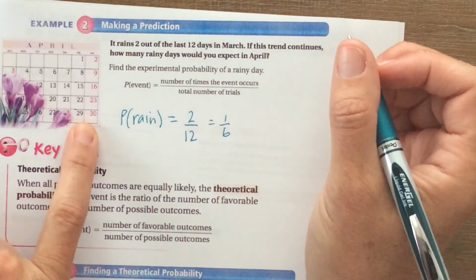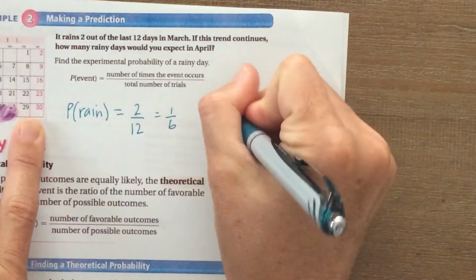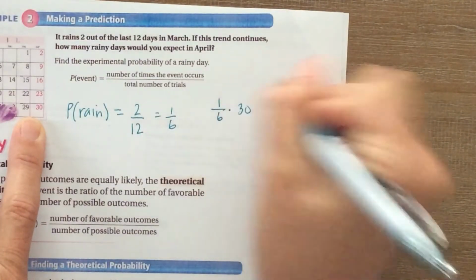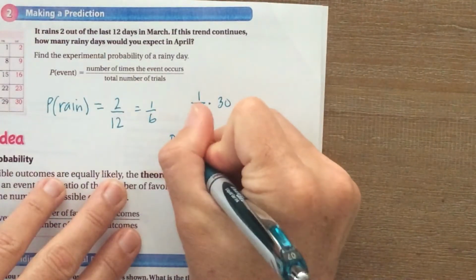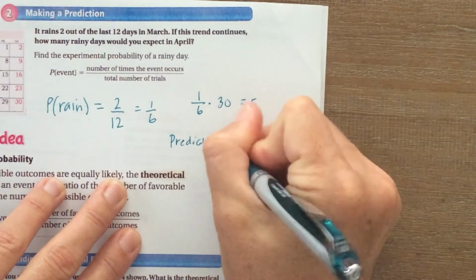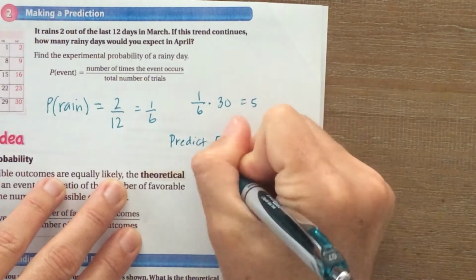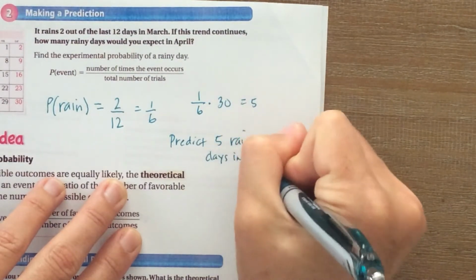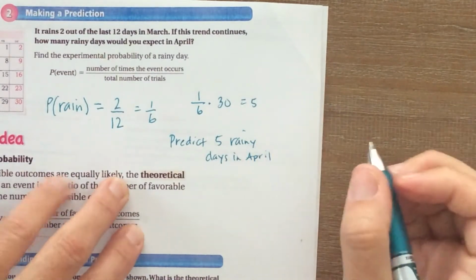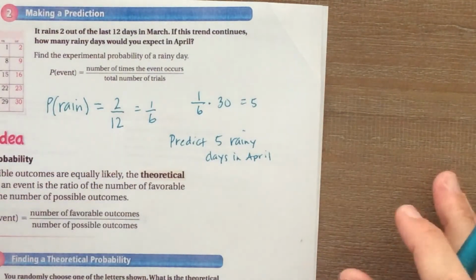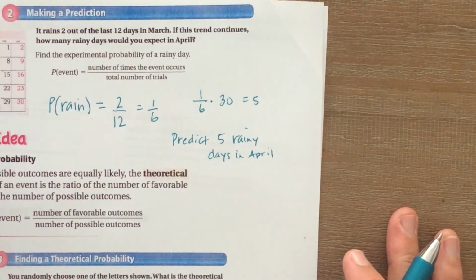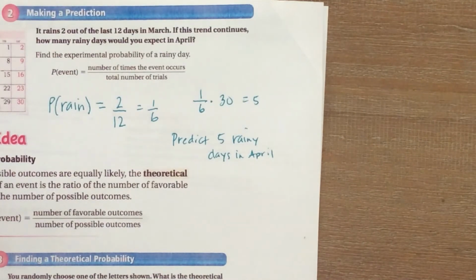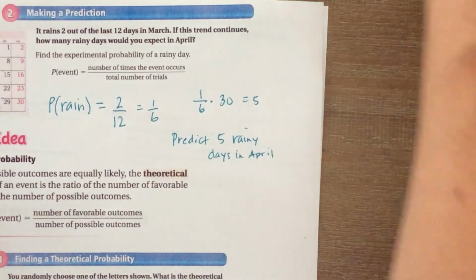Well, how many days are there in April? 30. So we would just find 1/6 of 30, which you guys know is 5. So we can predict 5 rainy days in April. Okay, does that mean it's gonna rain 5 days? No, it means based off the trend, we made a prediction, okay? So that's kind of another way to look at experiments.